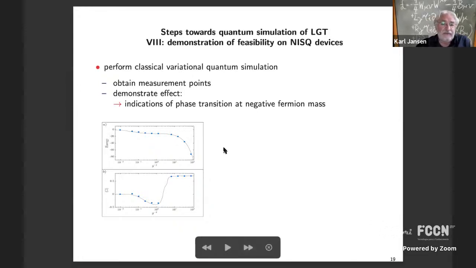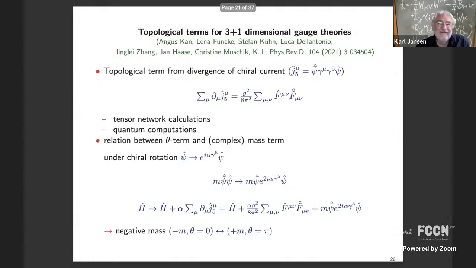And here are the measuring points. You see that with this protocol, we again find this dip in the plaquette. The plaquette becomes negative. And as I said, we think that this is an indication of a phase transition at negative fermion mass. But since this is just a single open plaquette coupled to matter fields, this needs to be confirmed by going to larger system sizes. But I'm pretty sure this is a phase transition.